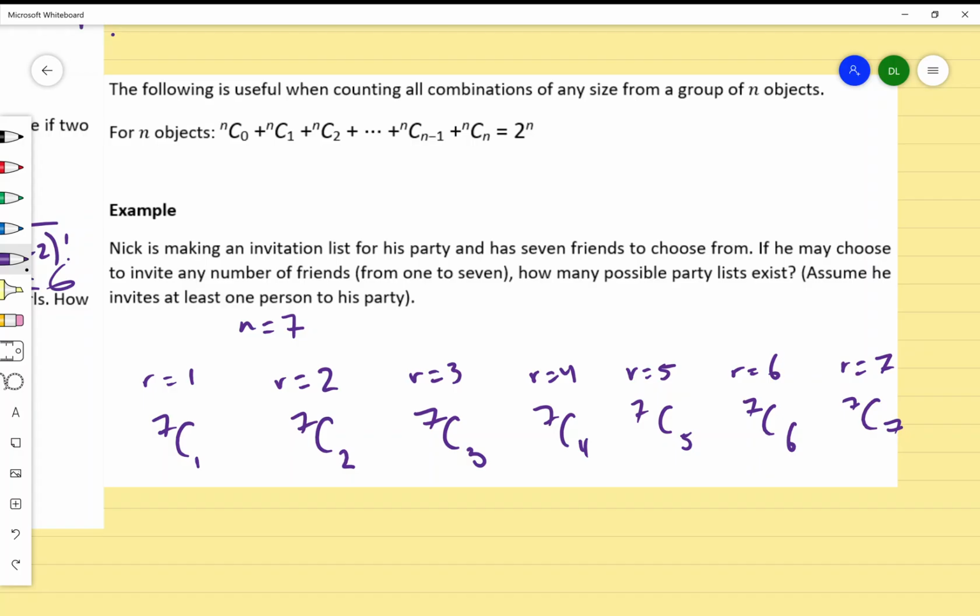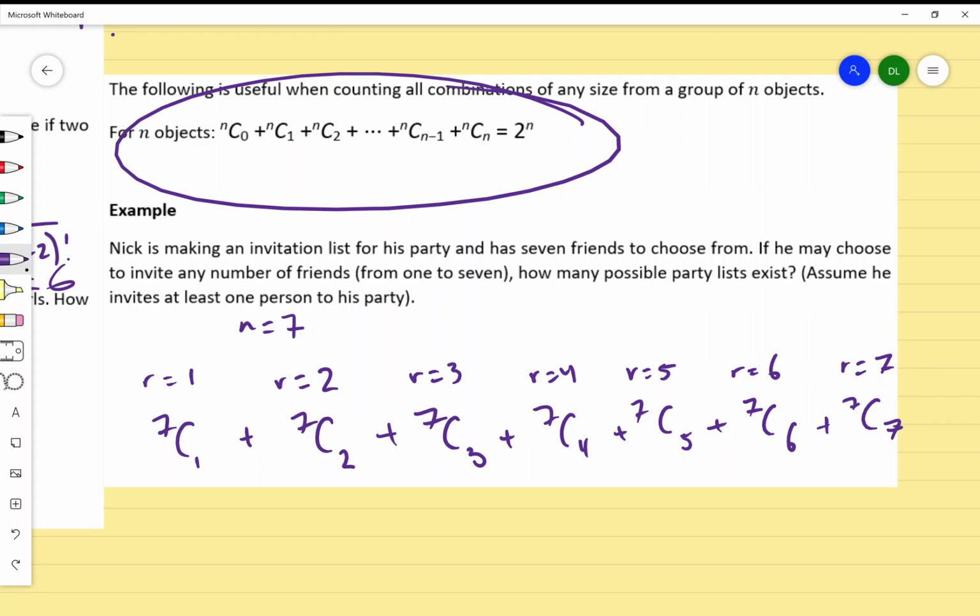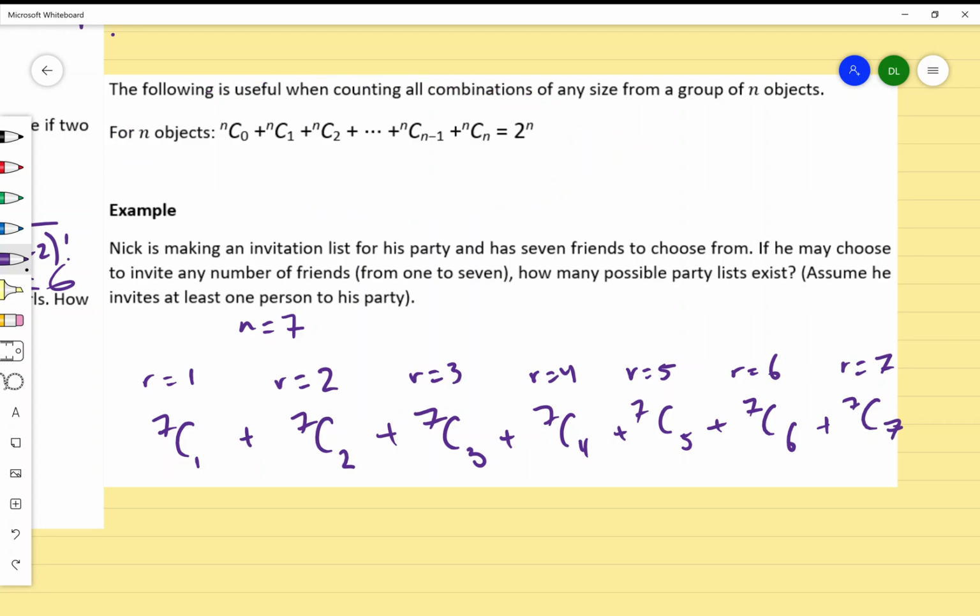Now, like I mentioned earlier, we're going to count up all these possible party lists because it could be 1 person, could be 2 people, or 3 people, etc. So we add them all together. You could go ahead and add them all up individually by finding the value of each one and then adding them together. Or you can apply your understanding of the last formula that we just mentioned up here. So 7C0 plus 7C1 plus all the way up to 7C7 equals 2 to the power of, and instead of writing n, we're writing 7 because n equals 7.